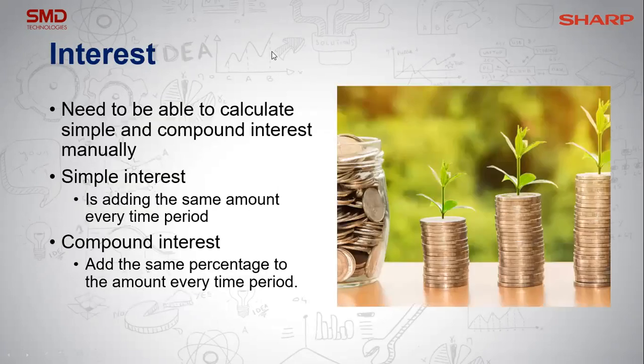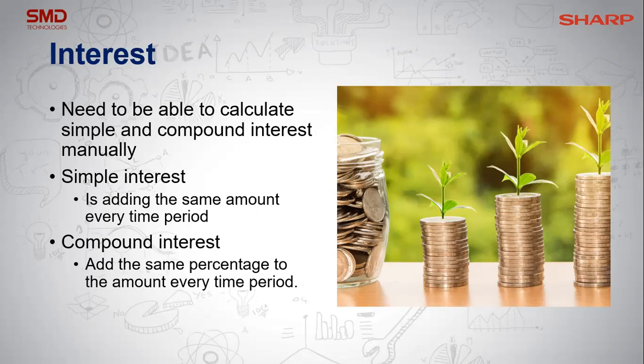Then interest: you need to be able to calculate simple and compound interest manually. I'll show you how to do that on the calculator in a sec. Then the difference between simple and compound interest. With simple interest, you are adding the same amount of your initial value every time. So if we are adding 5% of 1,000 Rand, it's 50 Rand. So we're adding 50 Rand every year onto that amount.